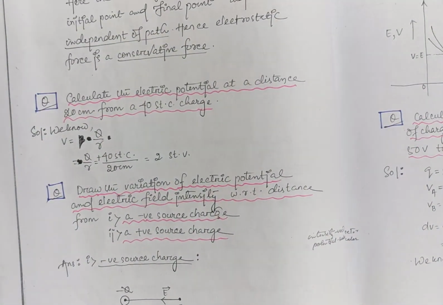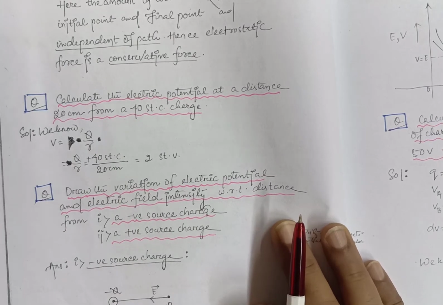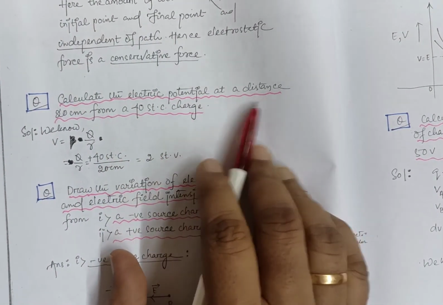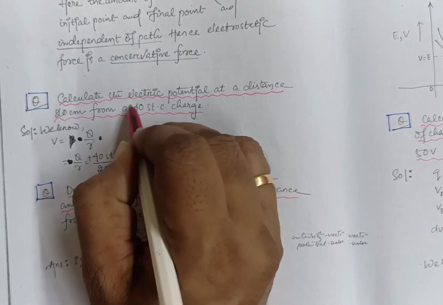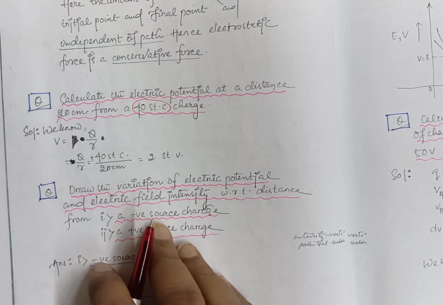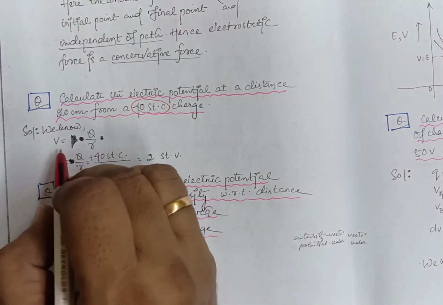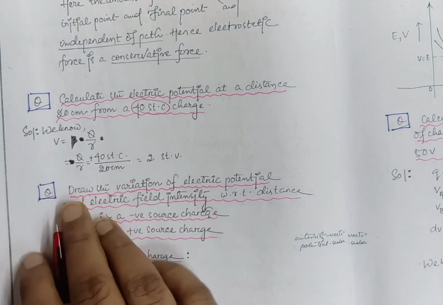These are the questions. This is your first question. In this question we will calculate the electric potential at a distance 20 centimeter from a 40 stat coulomb charge. First we have to know what formula we have to use here. The formula is V is equal to plus minus kQ by R.